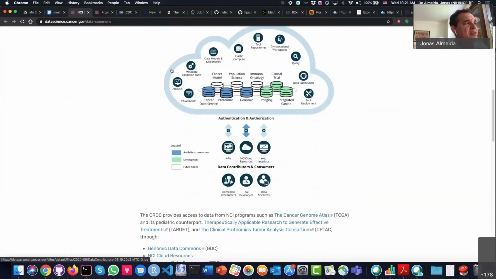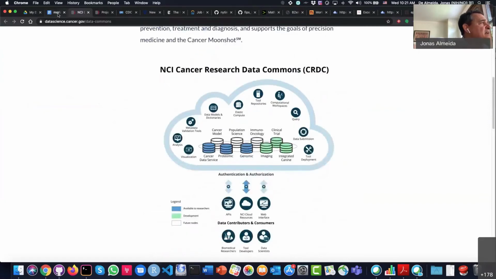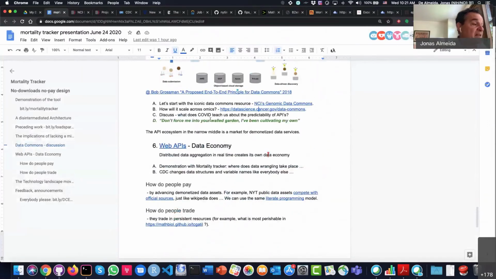And you see here a representation inspired by Bob Grossman's narrow middle that decouples and eventually disintermediates the data from its analytics. So I'll leave the note here. Okay, so this is an important one. This one I didn't see coming, and it's completely something COVID is teaching us.